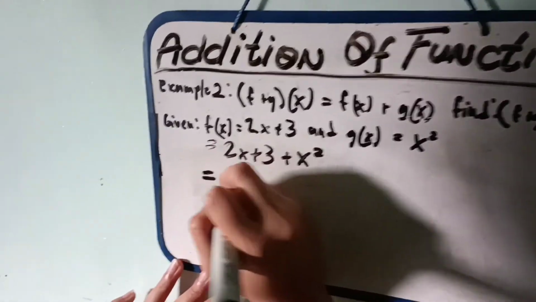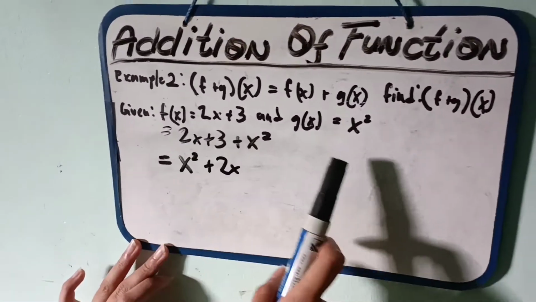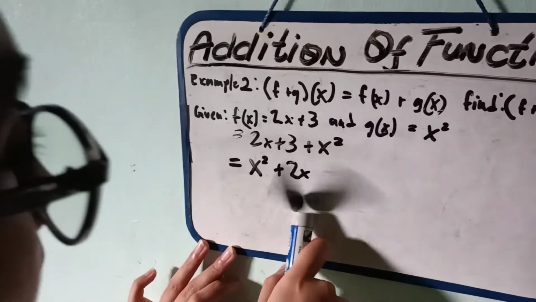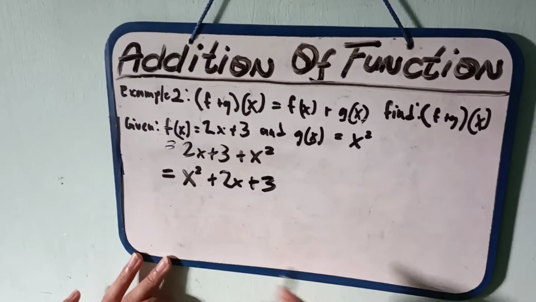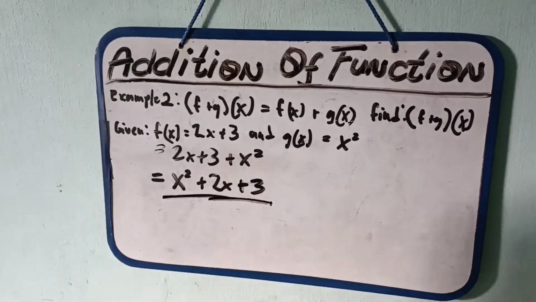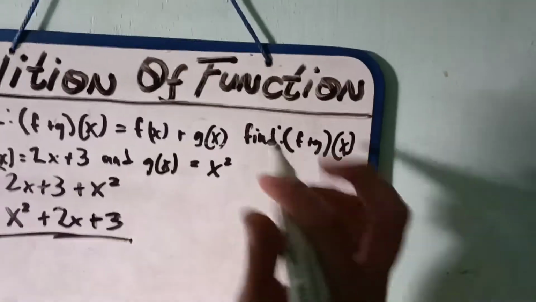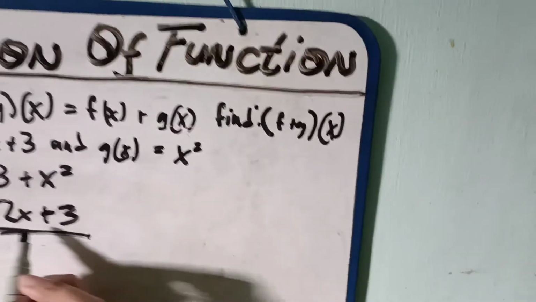So, x squared plus 2x. Sila naman silang kapareho. And 3, may kapareho ba siya? Wala. So, just write it down lang. So, here is our final answer. So, ang f plus g of x natin is x squared plus 2x plus 3.